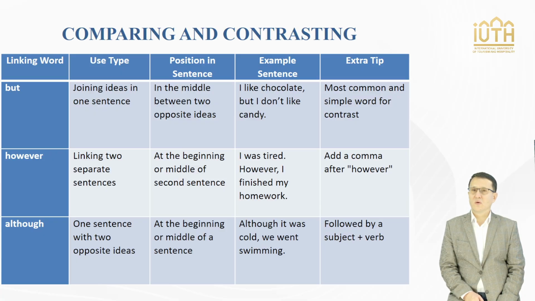The third one, although, is used to show two different ideas in one sentence. Position: at the beginning or middle of the sentence. Examples: Although it was raining, we went outside. We went outside, although it was raining. Tip: although is followed by a subject and a verb, as you can see on this slide.